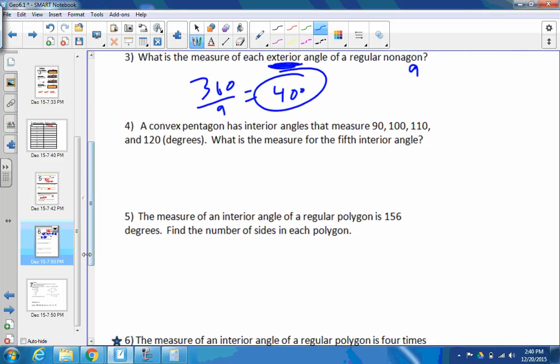All right, number 4, a convex pentagon. I guess it doesn't say regular, but it has interior angles that measure 90, 100, 110, and 120 degrees. But it's a pentagon, so we need one more angle. What is the measure of the 5th angle? Maybe we should figure out how many degrees are inside of a pentagon first. So we do 5 minus 2 times 180. We're not going to divide that by anything yet. So that would be 3 times 180, which would equal 540 degrees.